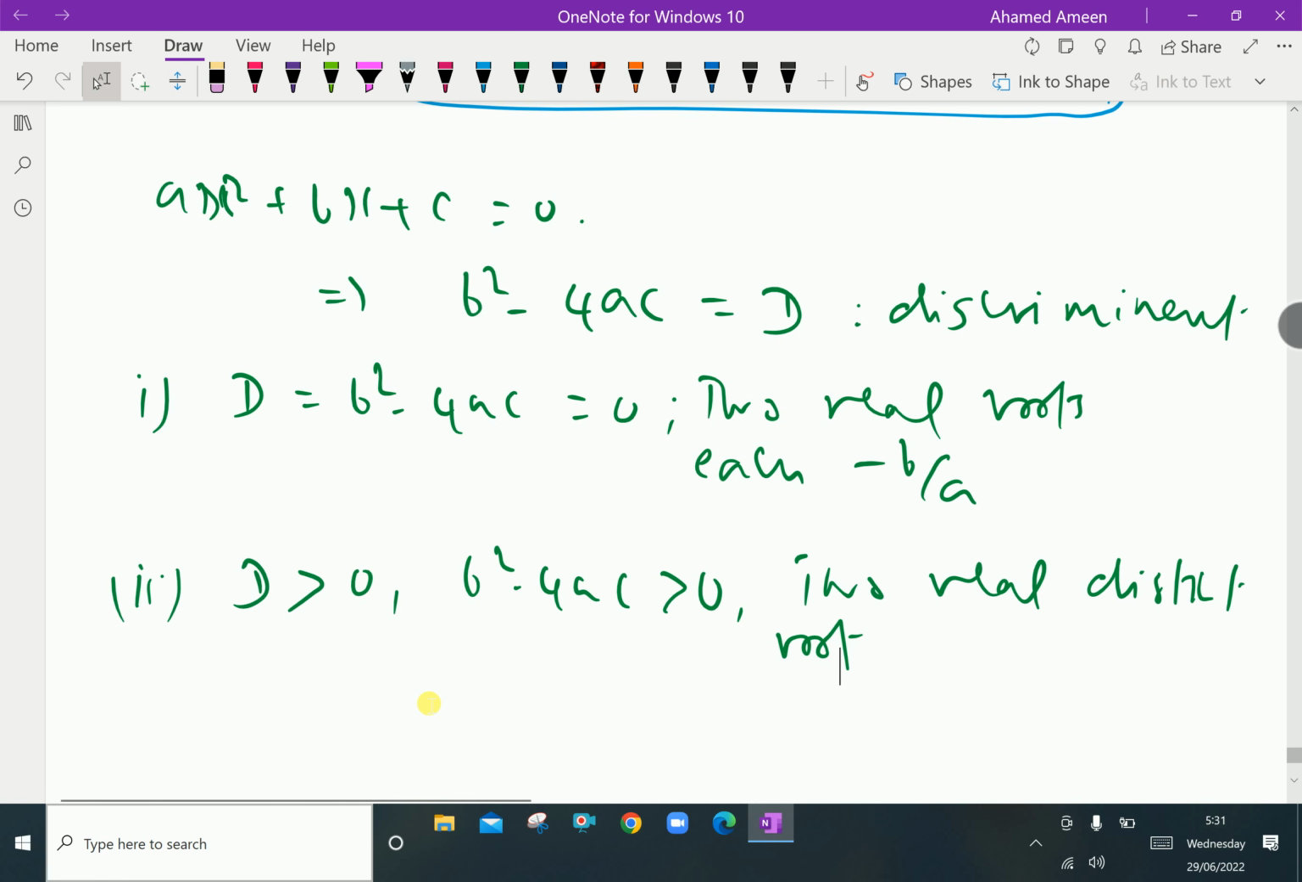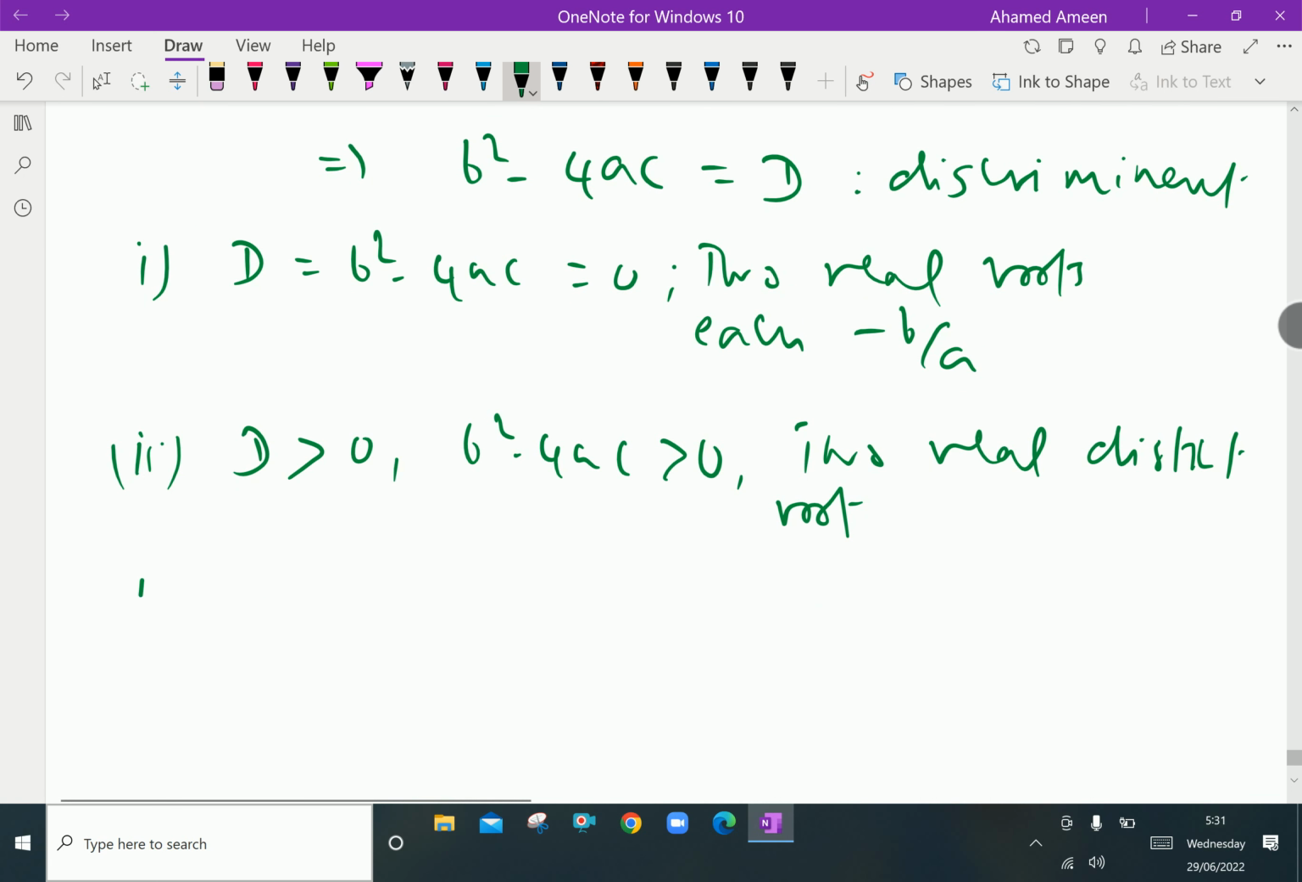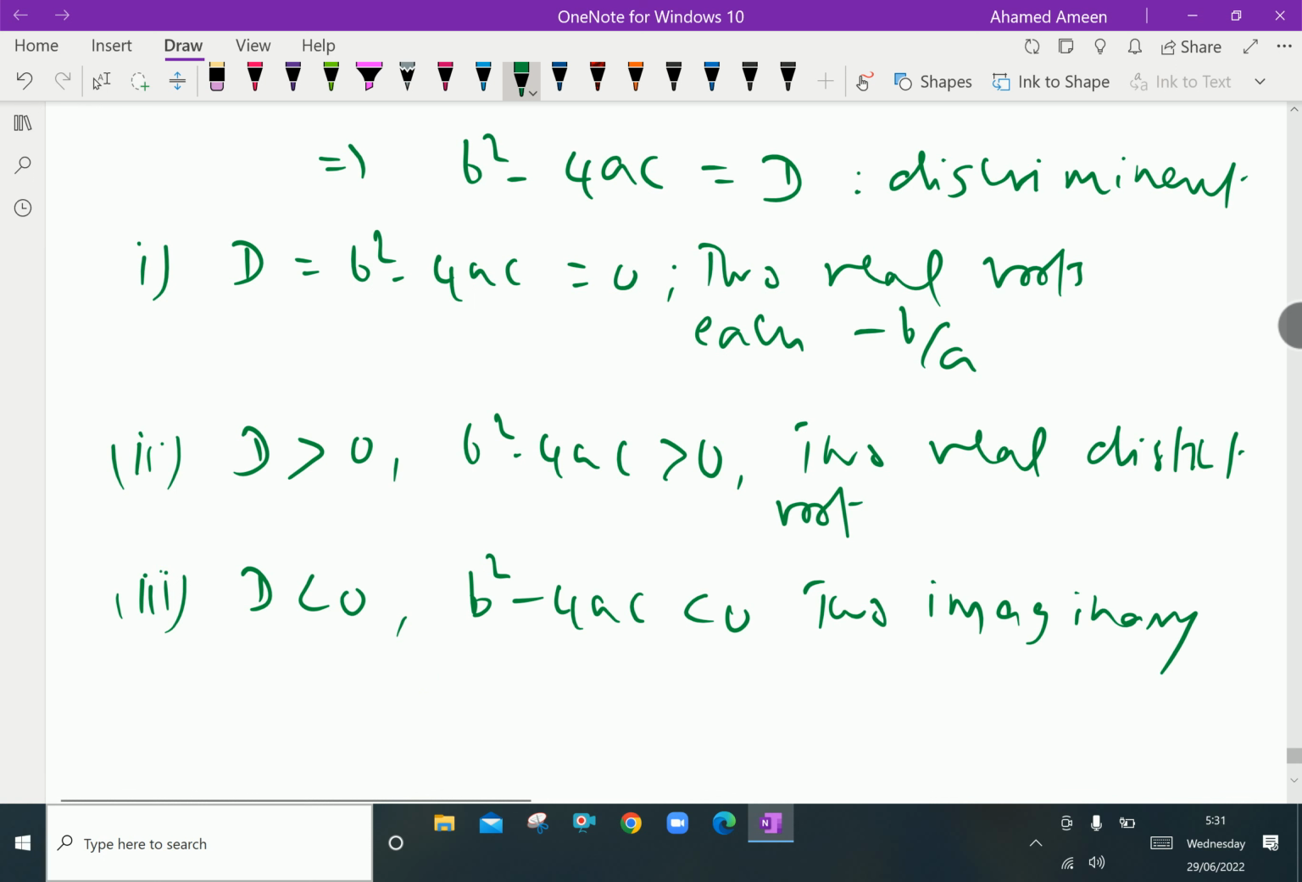Now if D is less than 0, that is negative, b squared minus 4ac is less than 0, it has two imaginary roots, not real, two imaginary roots. These are the explanations for the discriminant of the quadratic equation.